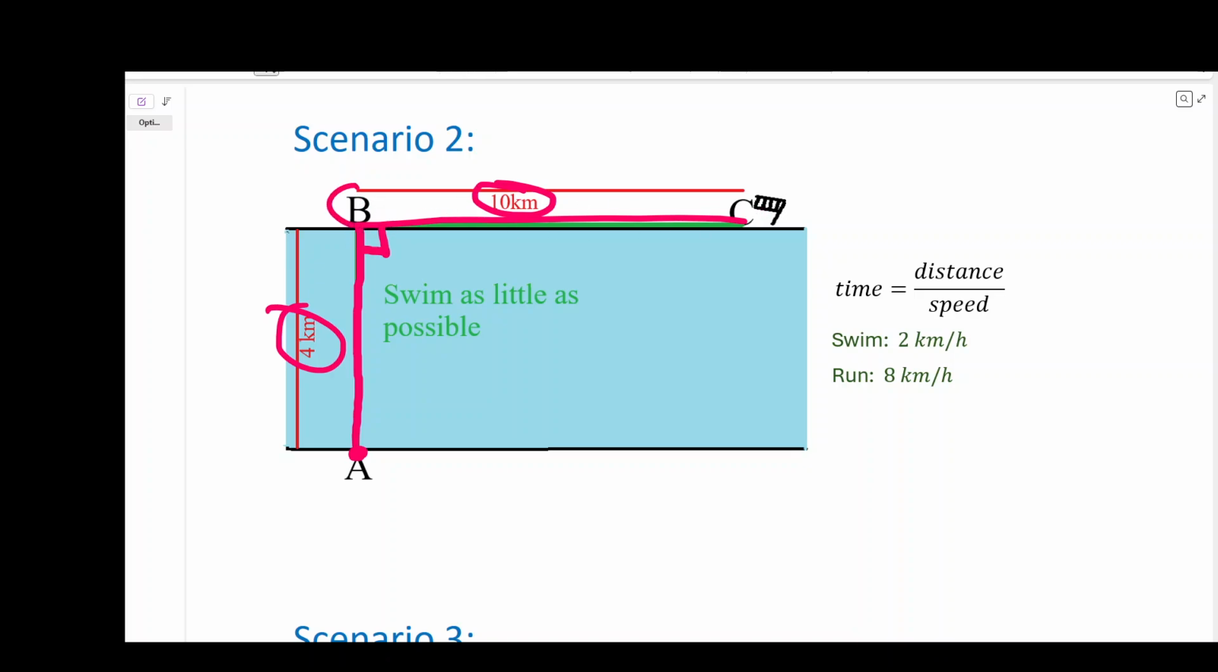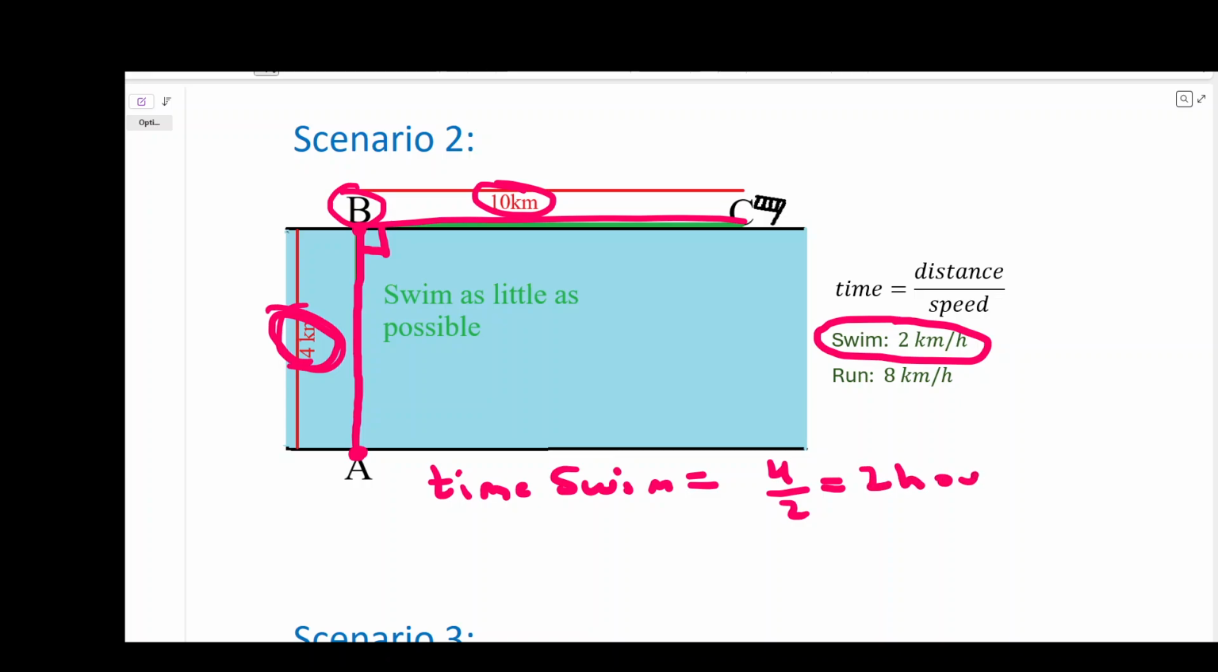And that would put this B point, which again is the point where you get out of the water and start running, right here at this directly across point. So that's also perhaps a possibility for the best, meaning minimal time. And we can use the numbers we have and calculate what time that would be. We know that we are swimming at a speed of 2 kilometers per hour and the distance is 4 kilometers. So the time to swim in this scenario, I'm using a really thick pen here, hope that's okay, would be distance divided by speed. So that would be 2 hours to swim that part.